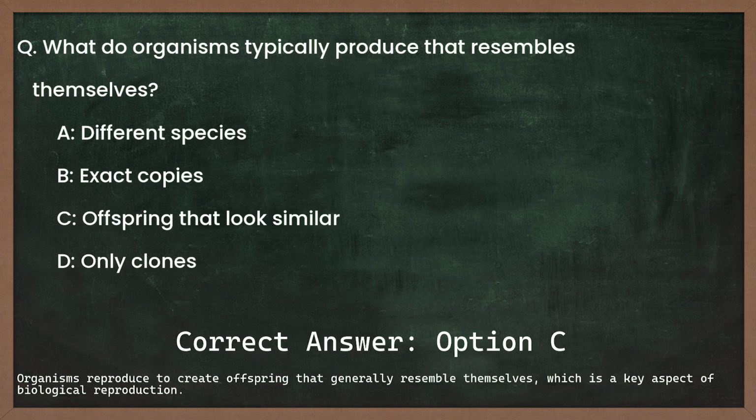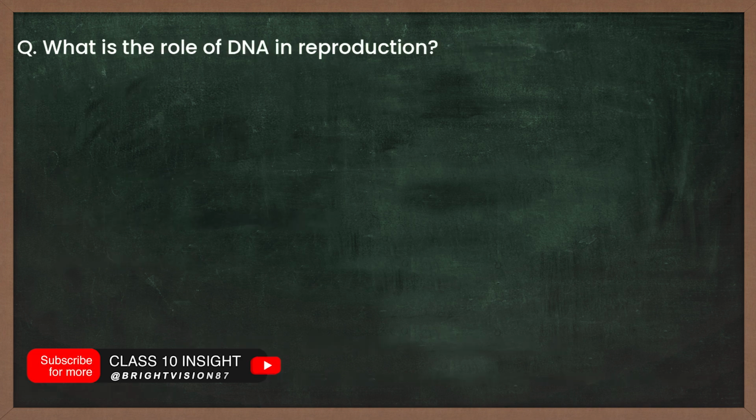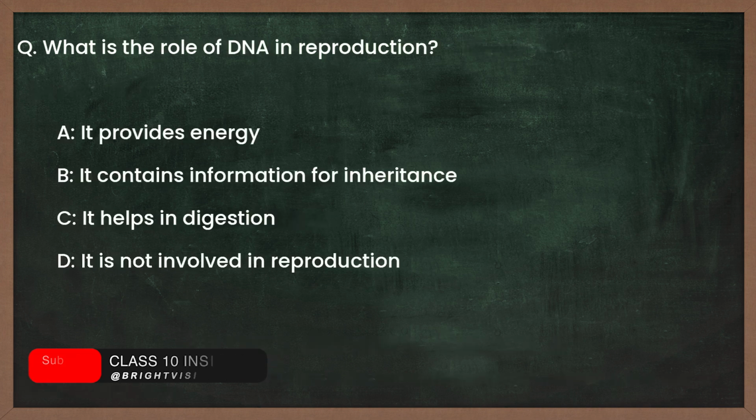Organisms reproduce to create offspring that generally resemble themselves, which is a key aspect of biological reproduction. Question: what is the role of DNA in reproduction? Option A. It provides energy. Option B. It contains information for inheritance.